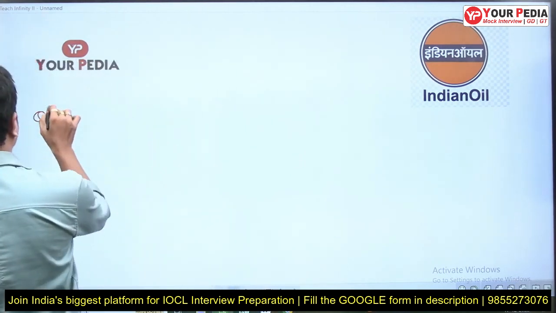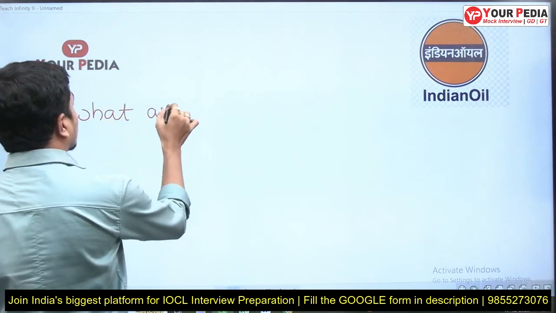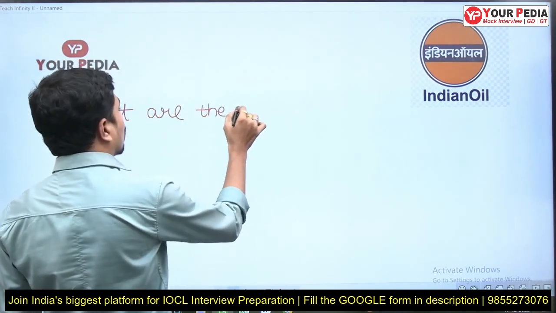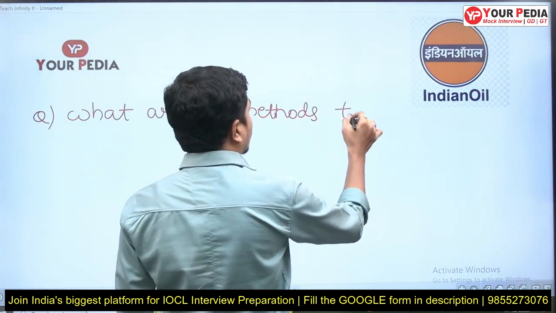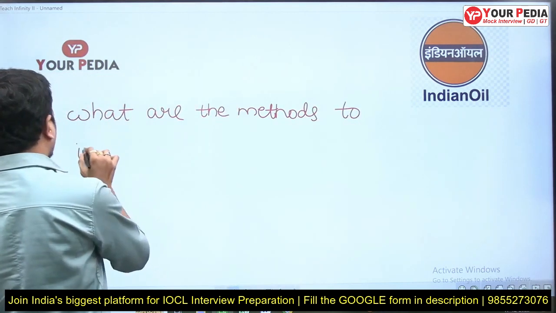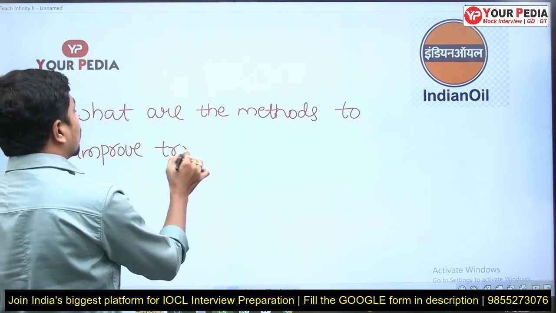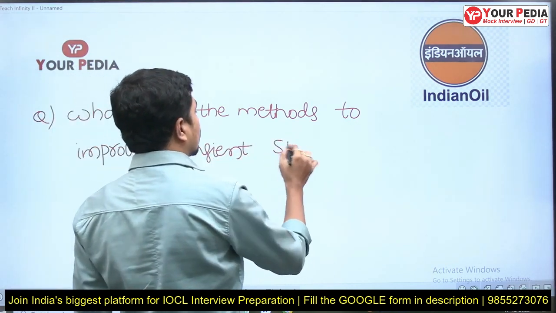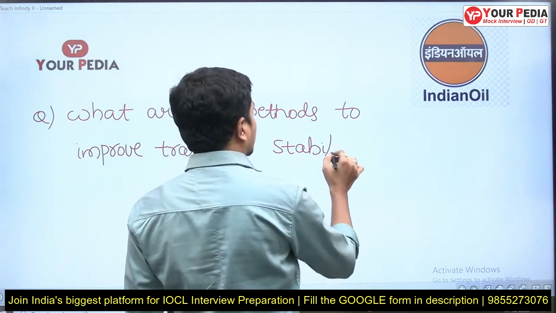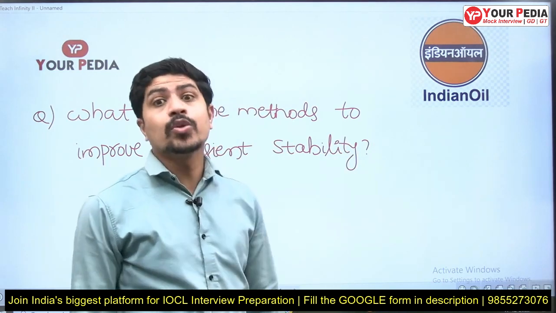What are the methods to improve transient stability? What are the methods that are used practically to improve transient stability?